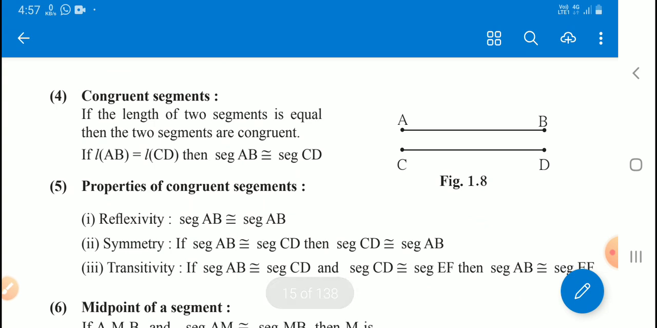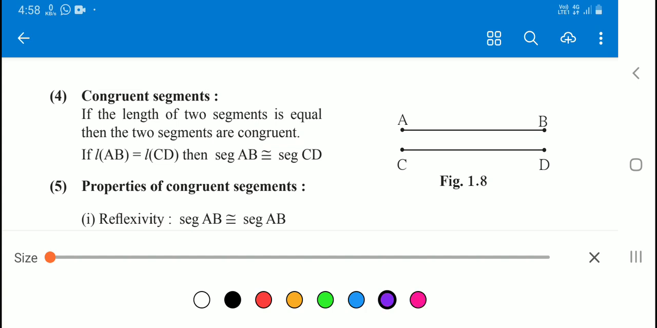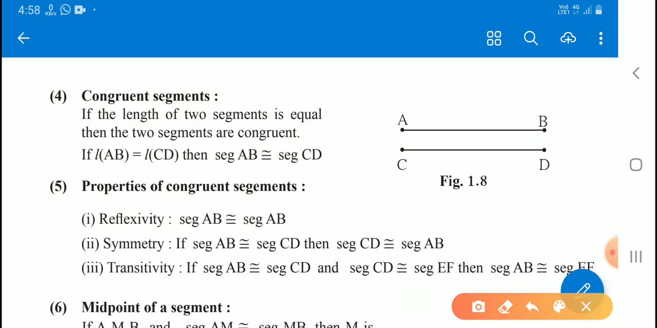We have just studied that congruent means they are equal in length or their distances are the same. So here if you see segment AB, the distance of segment AB and the distance of segment CD are both equal. So you can say that segment AB and segment CD are congruent with each other. I will read from your book: if the length of two segments is equal, then the two segments are congruent.